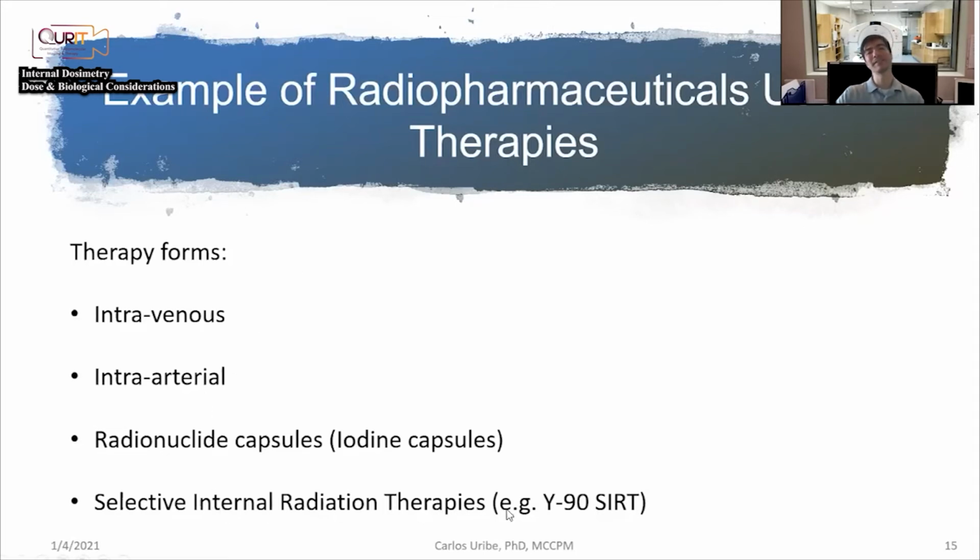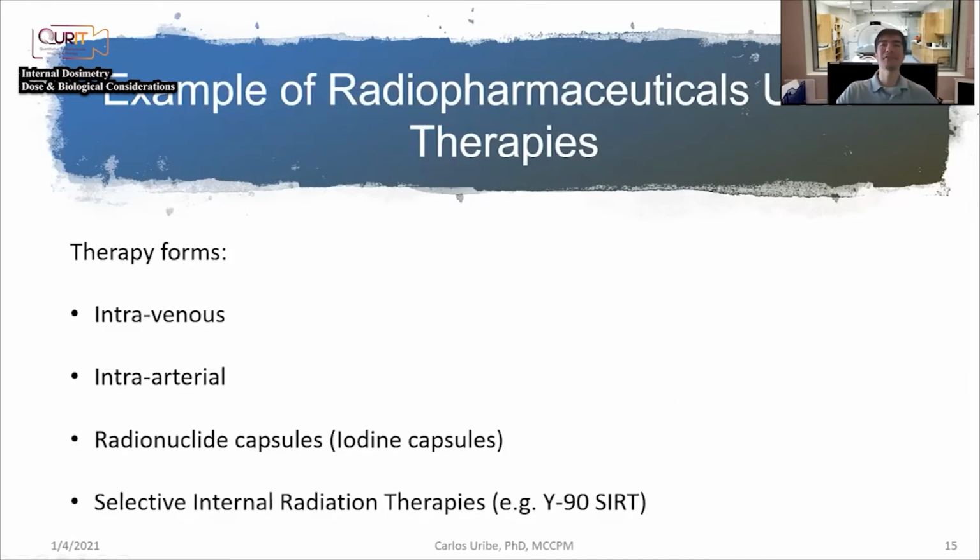Or there are selective internal radiation therapies, such as yttrium-90 SIRT. The way this works is you have microscopic glass spheres, and those microscopic glass spheres contain yttrium-90, which is a beta emitter. You insert them through an artery that goes to the liver, and those spheres get stuck in the liver. They're not circulating freely in the blood. As the blood vessels get smaller and smaller, they get stuck there, close to the tumor. So that radiation, ideally, kills the tumor.